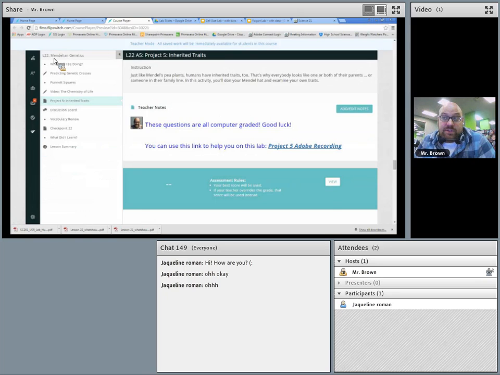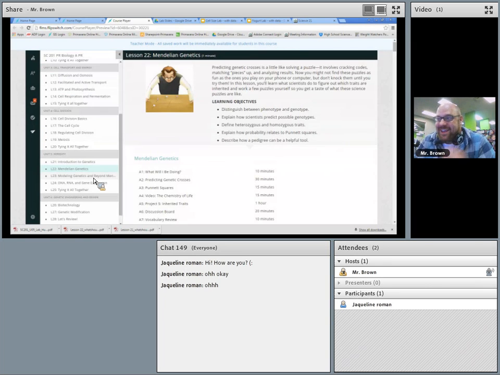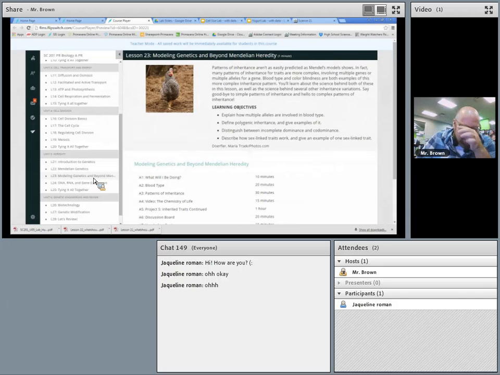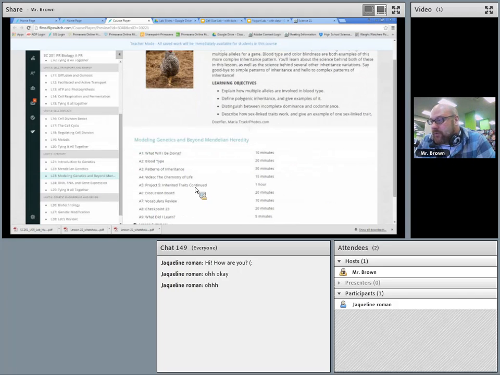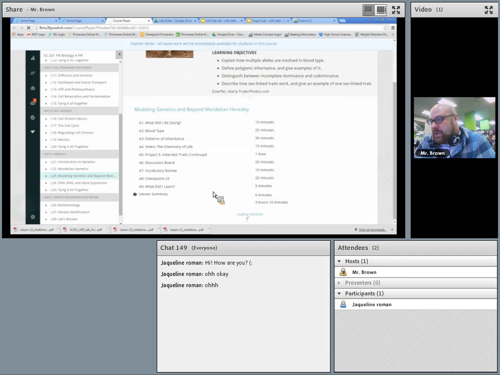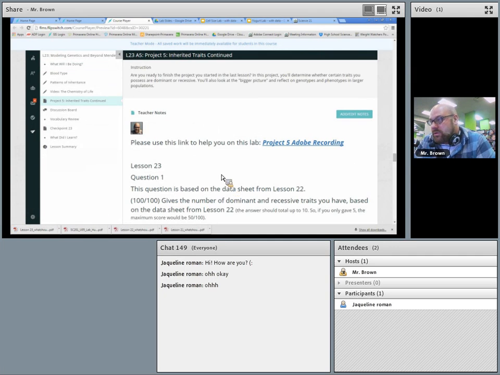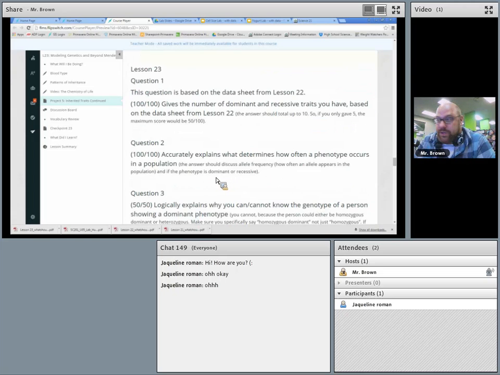And I believe I already explained lesson 23. I'll go over it again anyway. You're going to keep the data sheet from lesson 22. So how many dominant and how many recessive traits do you have? Okay, I have 7 dominant, 3 recessive, whatever. It has to add up to 10. If you only give me 3 traits, like I've had some students do, I have 2 dominant, 1 recessive, well, you're going to get a 30 out of 30%.